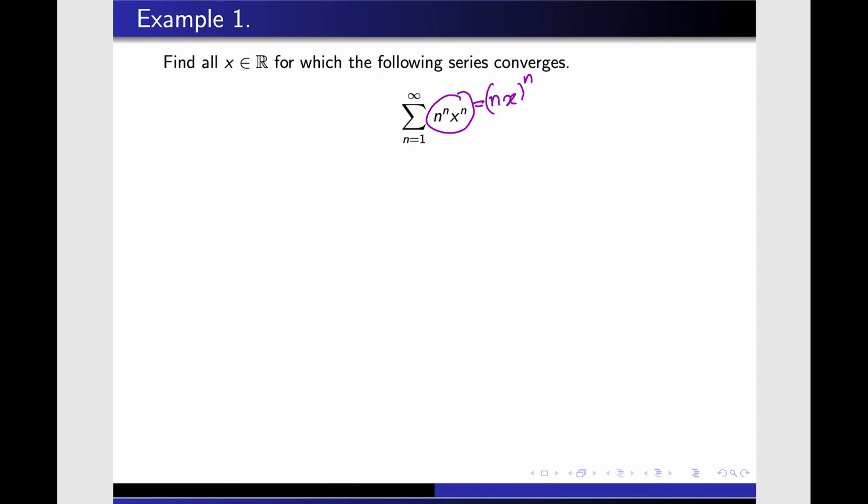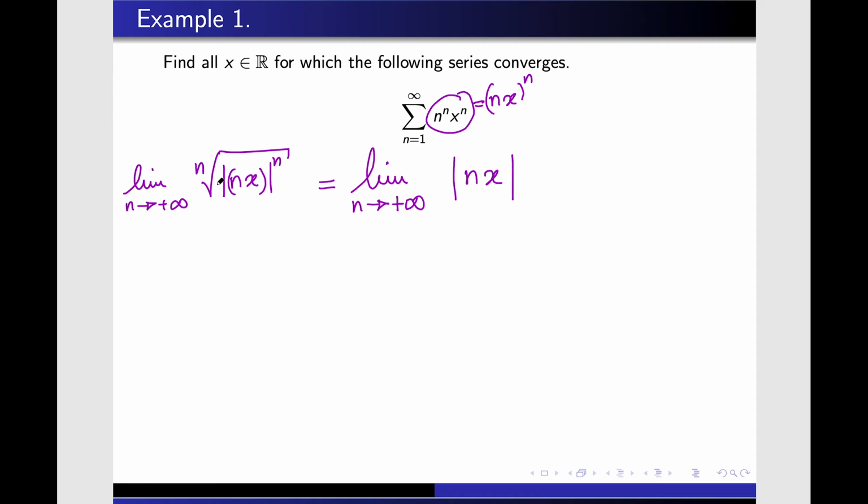So how about the root test? Remember the root test? It allows us to find when the series is going to be absolutely convergent and hence convergent, right? The question is about convergence here. So we're going to take the limit as n goes to plus infinity of the nth root of the absolute value of this term, and this term is nx to the power n. Okay, and this is equal to the limit as n goes to plus infinity of the absolute value of nx, correct? So the nth root and the nth power undo each other, so you get this.